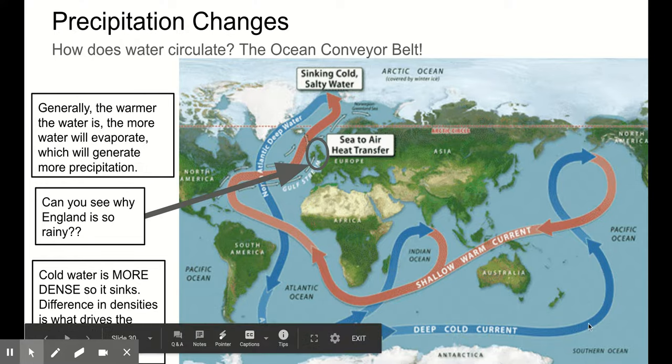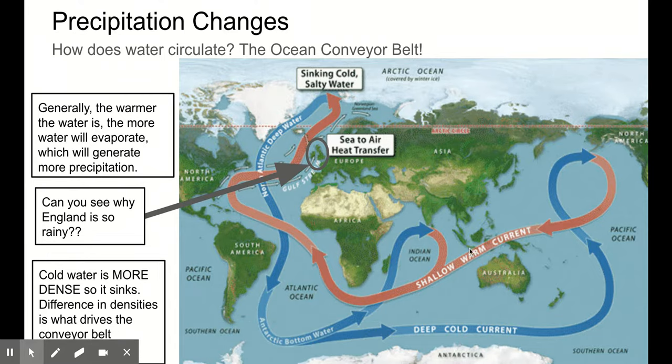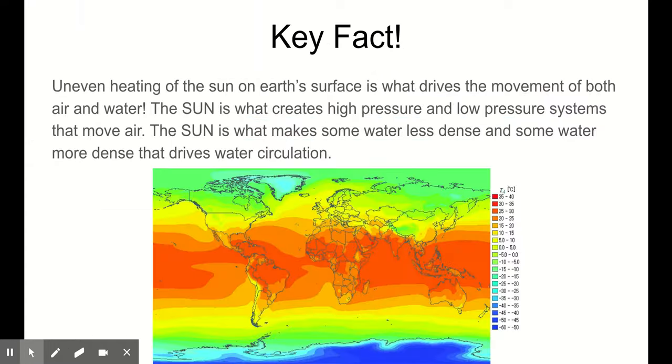and that's what drives this ocean conveyor belt, moving water through the entire globe, through all of the Earth's oceans, in this constant conveyor belt, driving water circulation all over the globe. And for our purposes, you don't need to know the path of this ocean conveyor belt, just that it's something that exists, and just that most of the water movement on Earth has to do with the different temperatures and densities of the water.